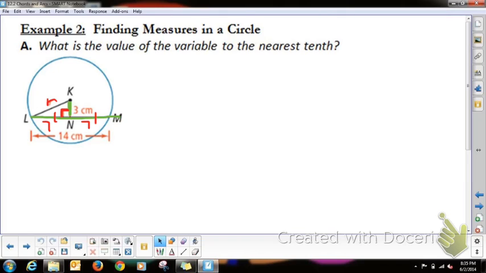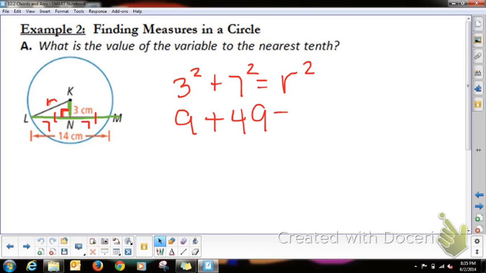So using the Pythagorean theorem, you could solve for the length of segment LK, which is a radius of this circle. And all radii are congruent. So we would say 3 squared plus 7 squared is equal to the radius squared. So 9 plus 7 times 7 is 49 is equal to the radius squared. So 9 and 49 is going to give you 58 is equal to the radius squared.